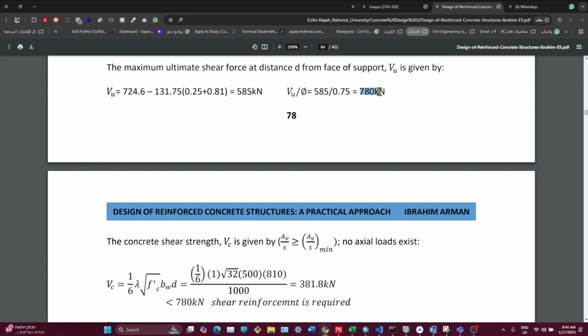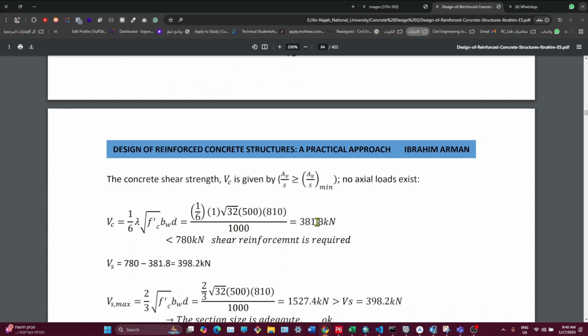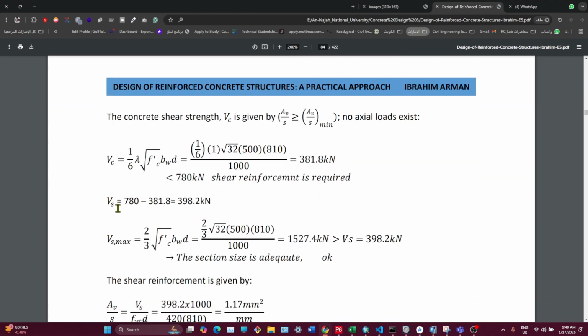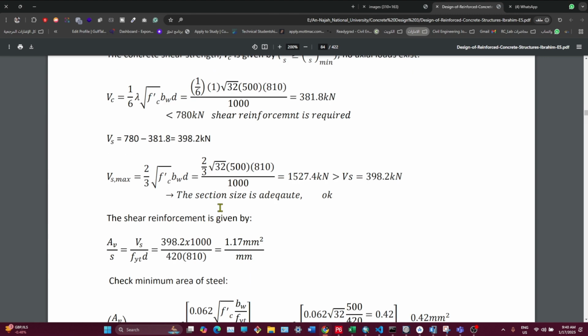Since we have here 780 and here we have 380, therefore the section doesn't have the capacity to resist shear forces. We have the difference here. So the difference for V ultimate, we need to take it as Vs, which is equal to 398 kilonewton. Now that means we need shear reinforcement to be designed.